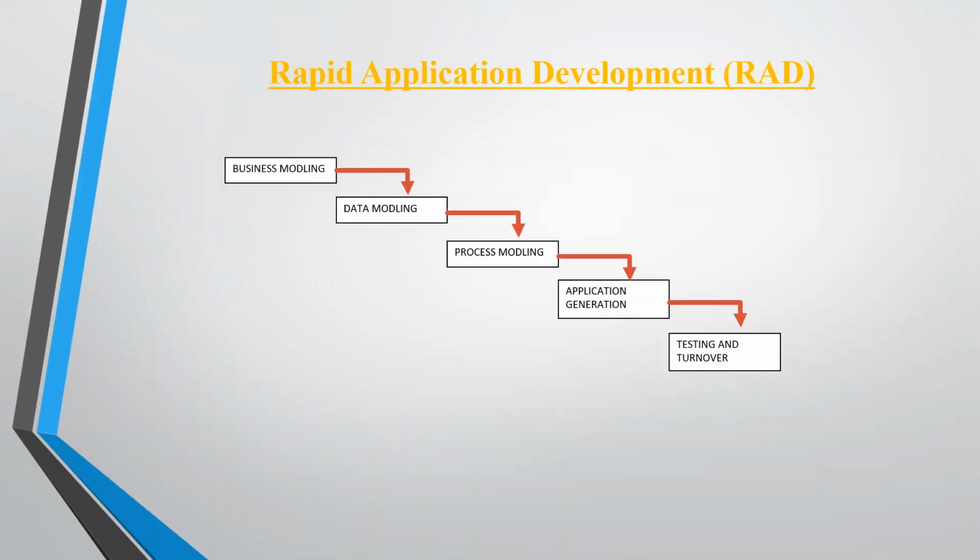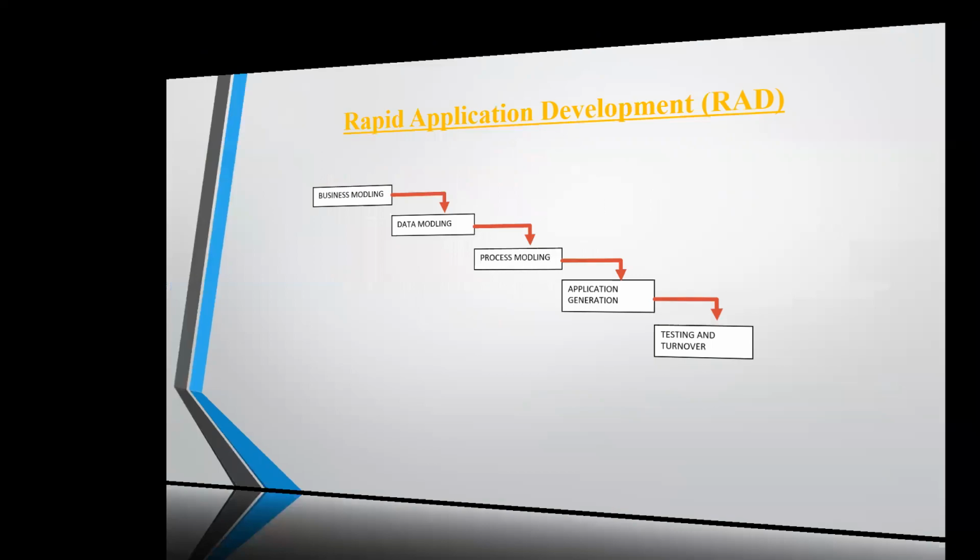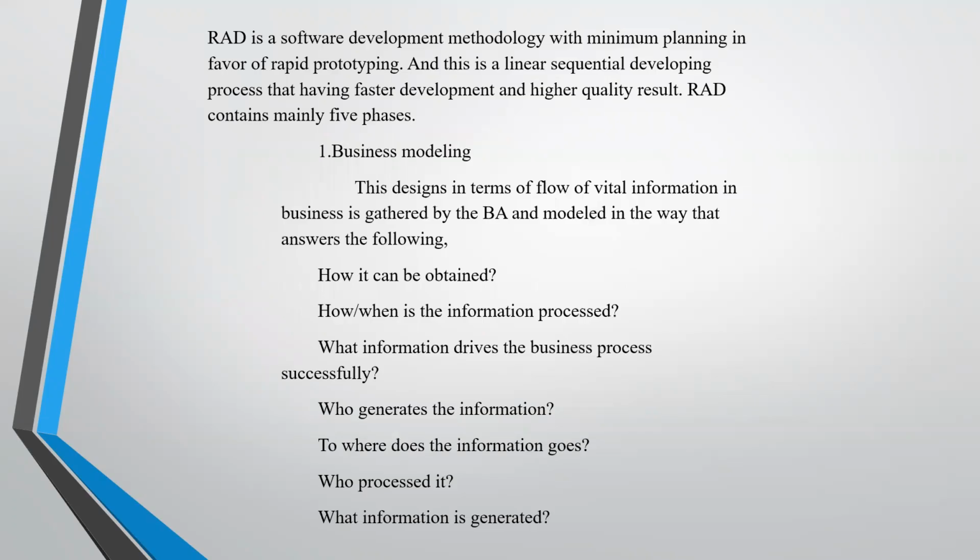Rapid application development, or RAD. In this method also we have some steps: business modeling, data modeling, process modeling, application generation, testing, and turnover. RAD is a software development methodology with minimum planning in favor of rapid prototyping. It is a linear sequential development process that has faster development and higher quality results.